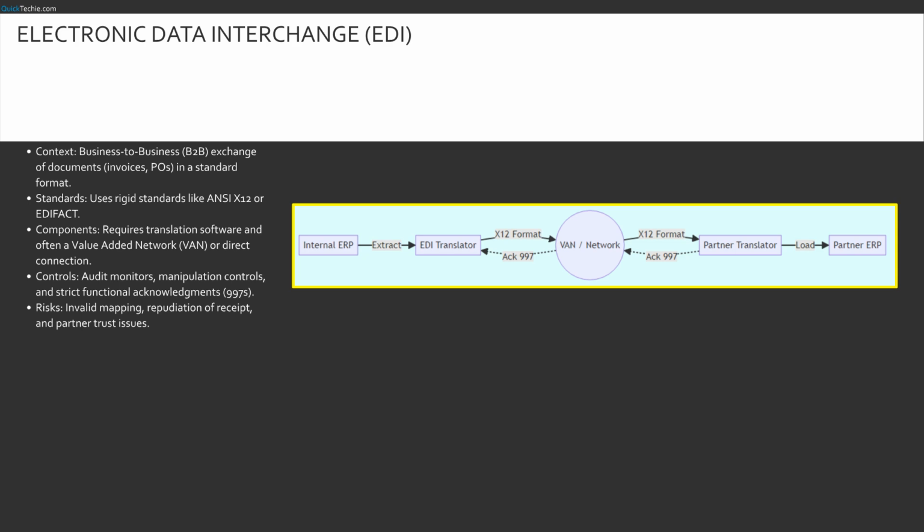The EDI flow is linear. Data leaves the internal ERP and hits the translator. It travels through the network VAN in a standard X12 format. The partner translates it back. Crucially, look at the dotted lines returning. These are the functional acknowledgements, 997s. Without that return loop, the sender has no legal proof the order was received.